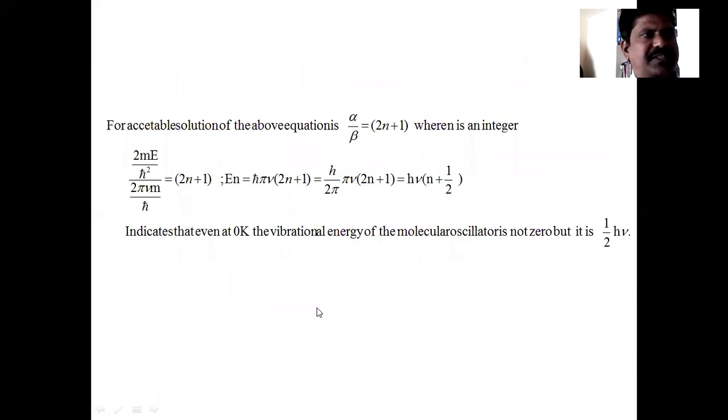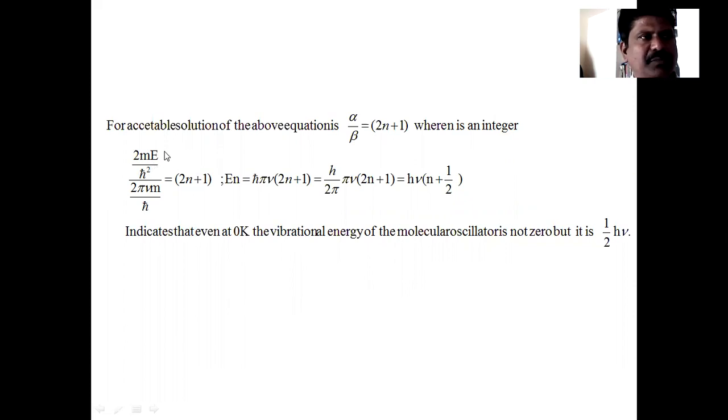Next, from this, what is the use of predicting these equations in quantum mechanics? We have used the above variables. The acceptable solution of the above equation is alpha by beta equals 2n plus 1, where n is an integer.